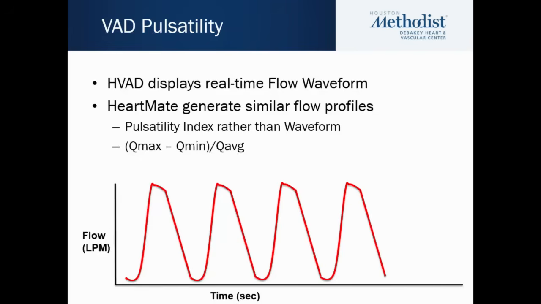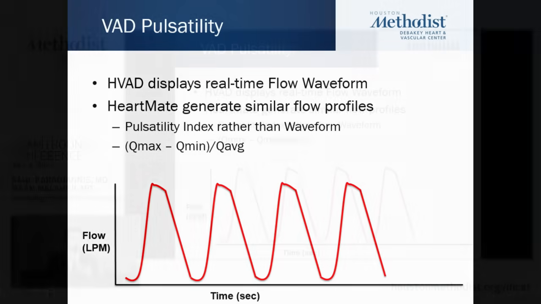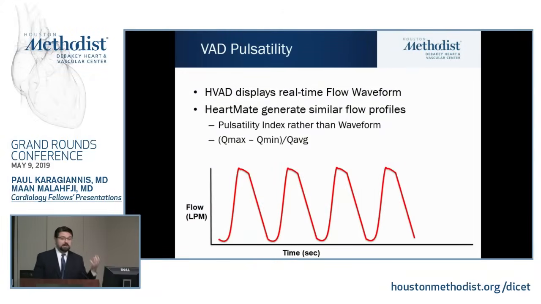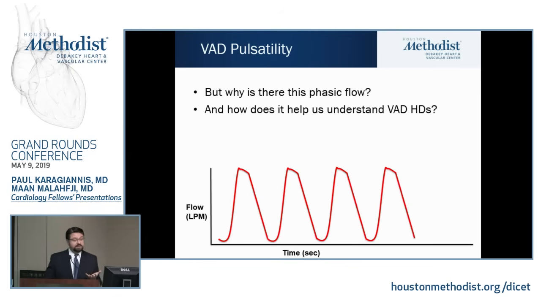Both centrifugal and axial VADs have a similar flow waveform during the cardiac cycle. As we'll see in a second, the VAD flow is highest during systole and lowest during diastole, and I'll help develop why that is the case. Why is there this phasic flow? Because there's a pressure differential that develops.